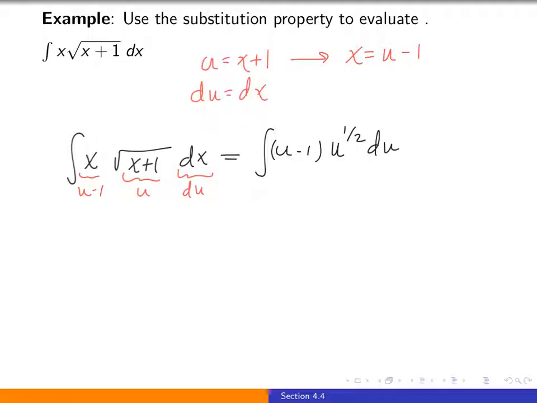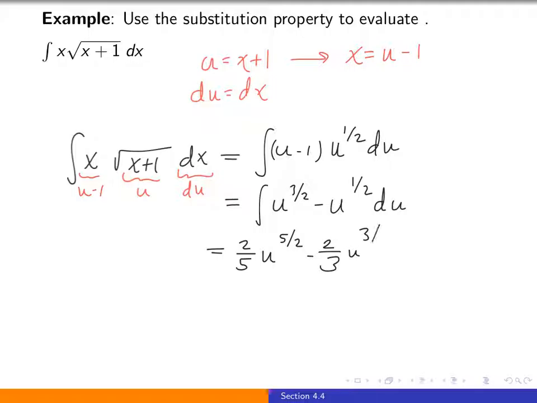Now this is a much simpler example for us to evaluate because we can distribute through. It's the antiderivative of u to the 3/2 minus u to the 1/2. And we can take care of each term individually. 3/2 plus 1 is 5/2, so we get 2/5 u to the 5/2. 1/2 plus 1 is 3/2, so 1 over 3/2, or 2/3 u to the 3/2, plus c.